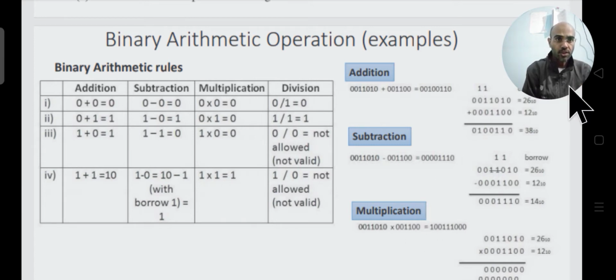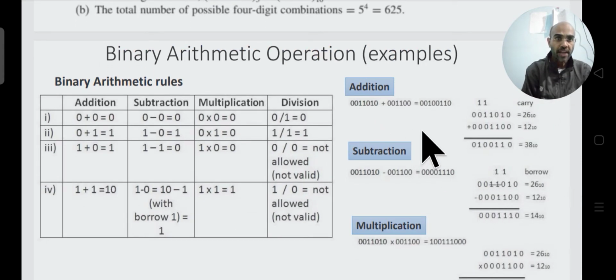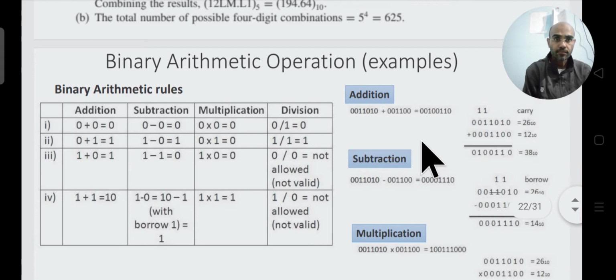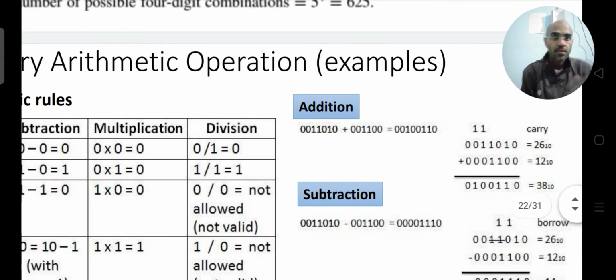Now let us see the application of the rules with the help of examples. In this first question, we want to perform the addition of 2 numbers, 0011001 and 0011000, and we have to do something like this. 0 plus 0 gives you 0, 1 plus 0 gives you 1, 0 plus 1 gives you 1, 1 plus 1 gives you 10. So 1 becomes the carry and 0 is written here.